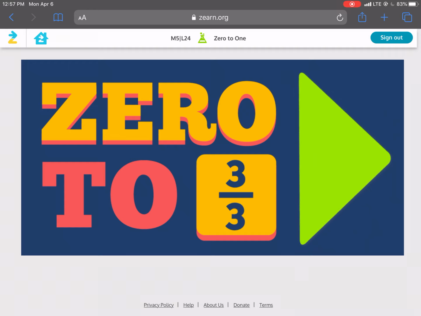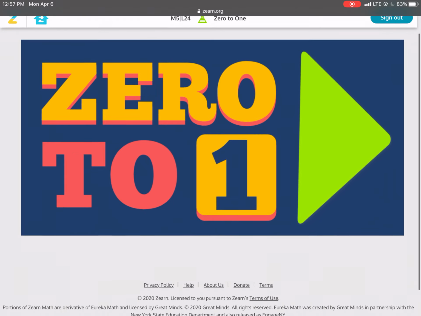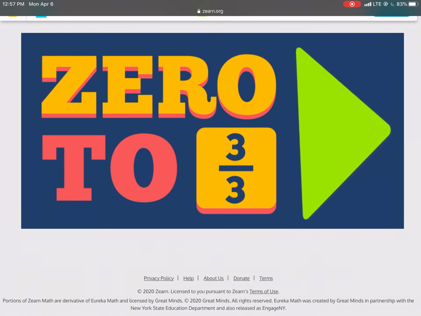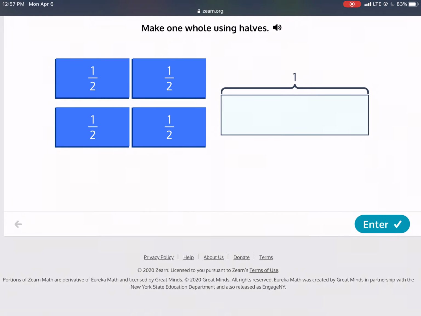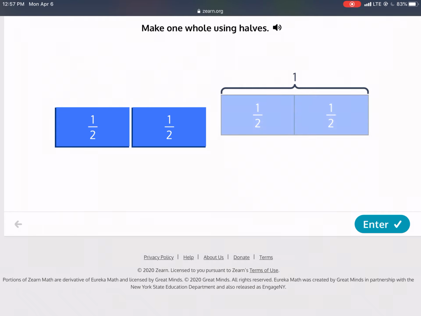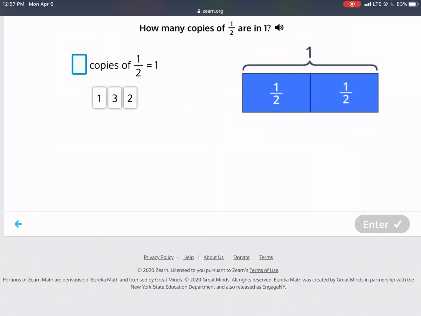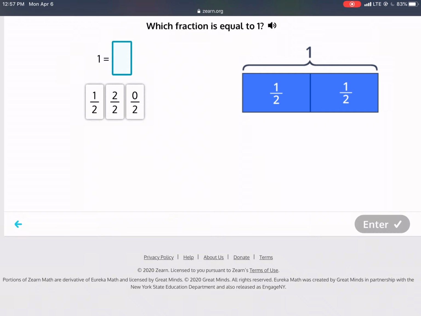All right, 0 to 1. Let's get started. All right, make one whole using halves. I think I'm going to drag it. There are two halves in one whole. Let me turn the volume up here. There we go. Blank copies of 1/2 equals 1. There are two copies of 1/2 equals 1. You can see 1/2 and 1/2. There are two copies of that. That equals 1, or is equivalent to 1.